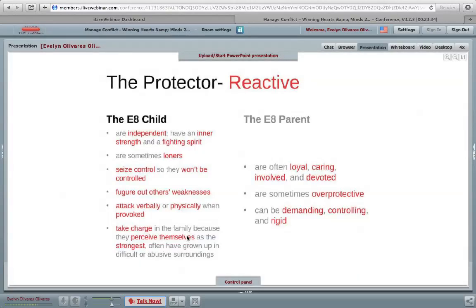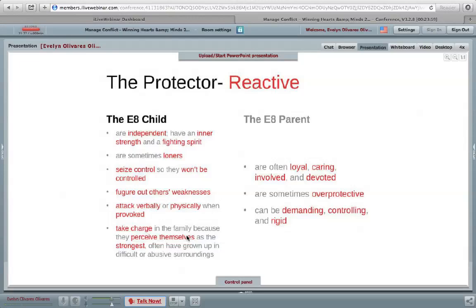What about an 8 child? Do you know an 8 child? They're independent, they have an inner strength and a fighting spirit. Sometimes they're loners, they seize control, and they won't be controlled. They figure out other people's weaknesses very easily. They have a very high intuition, they have a gut feel, and they go with a gut feel. They can attack verbally and physically when provoked.